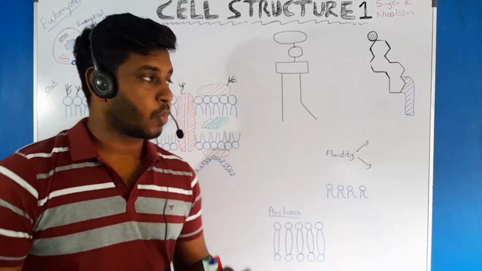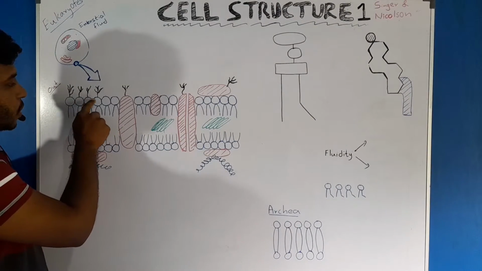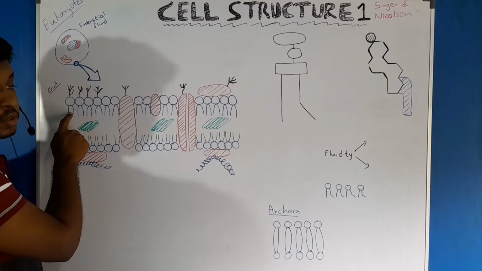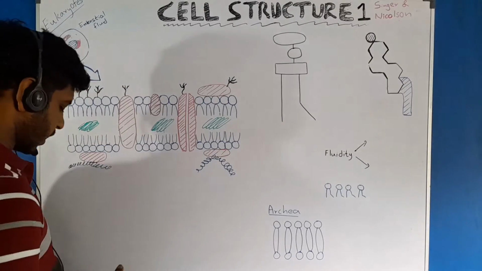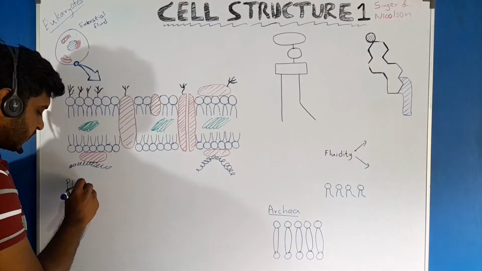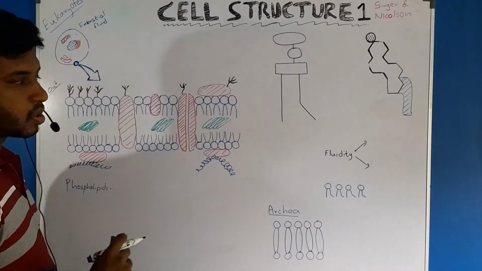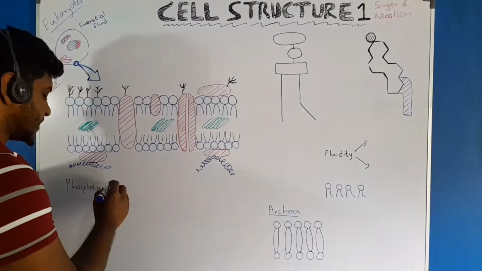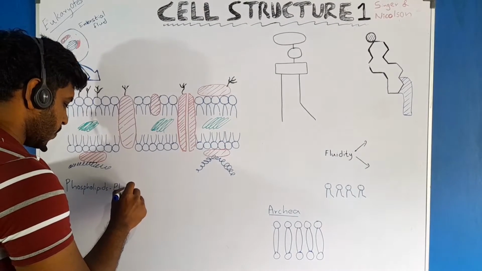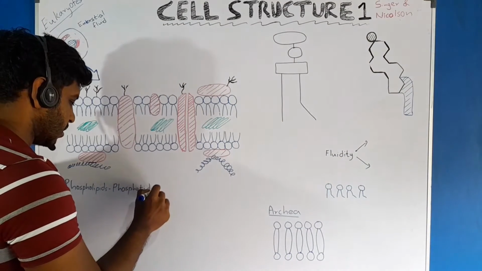If we come to the molecular structure of the plasma membrane, you can see these blue color molecules. Each molecule has a head and two tails. We call these molecules phospholipids. The most common phospholipid in animal cells is phosphatidylcholine.